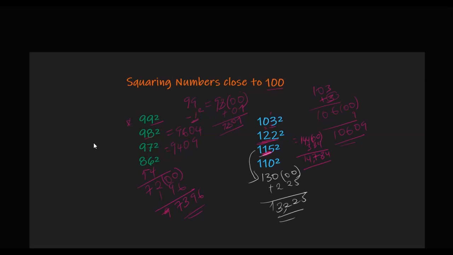And for 110 squared, it's the same. So you already know the difference between 110 and 100. So that is 10. You add it to 110. So that one gives you 120. And then 0 in bracket. And then you add 100. So that one gives you 121. Like so.